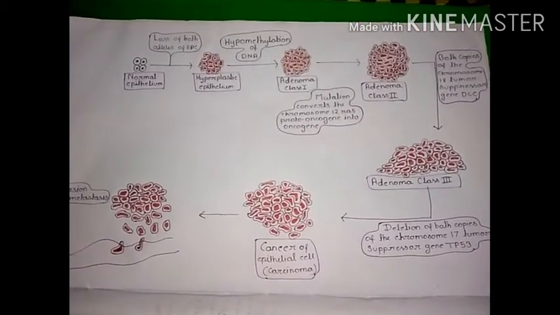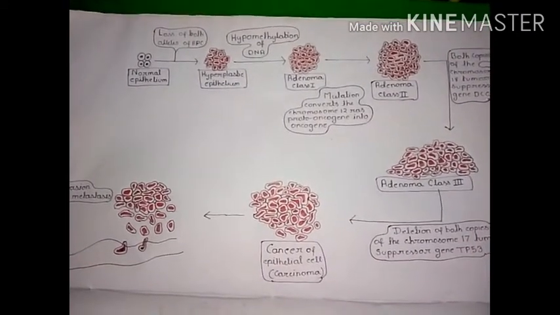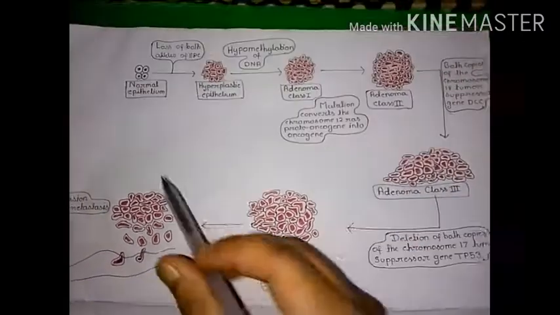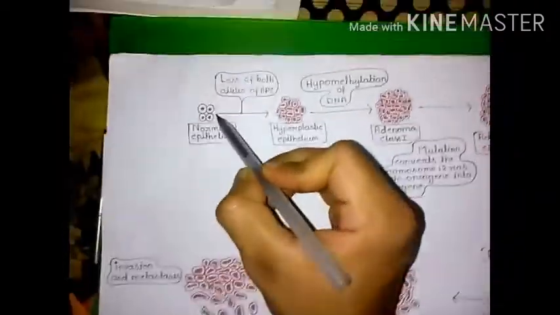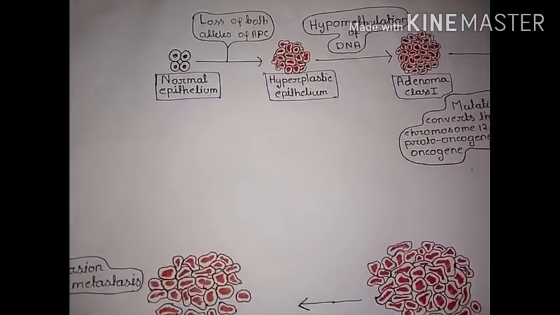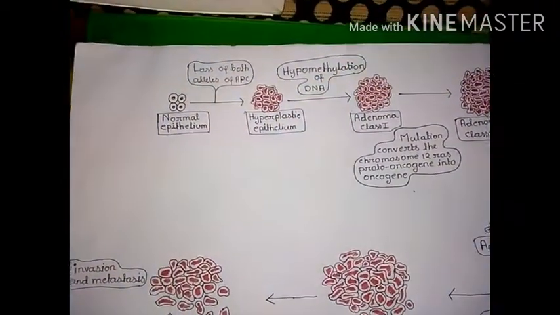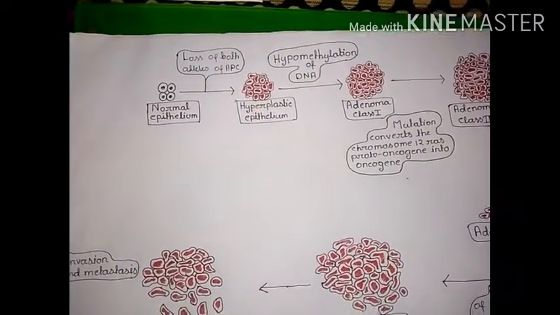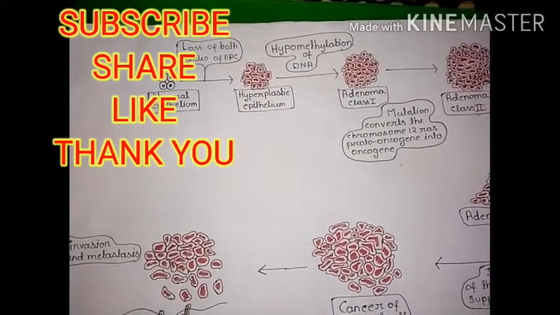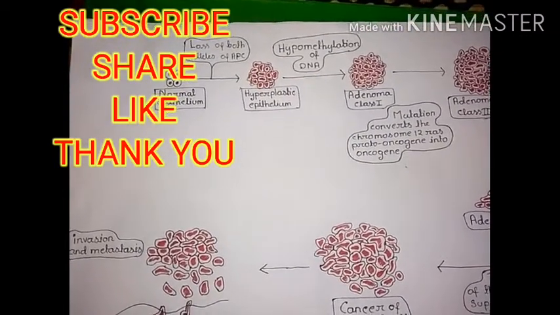Here we take an example of a cancer called colorectal cancer. So first, this is the normal epithelial cell, and the normal epithelial cell is first transformed into a hyperplastic epithelium. What do you mean by hyperplastic epithelium? Hyperplastic means over proliferation. You can say over proliferation of epithelium.